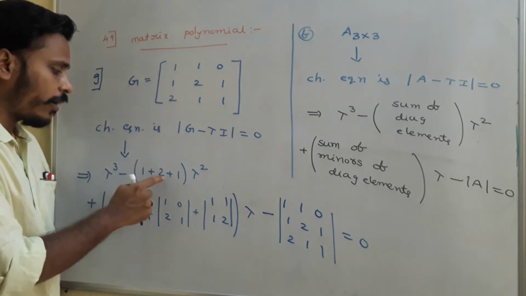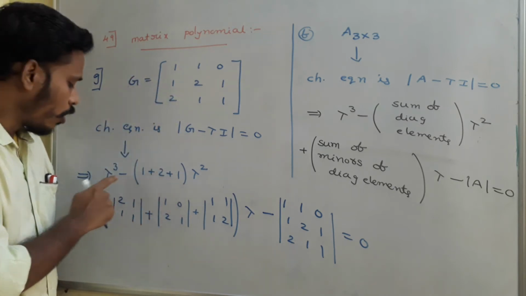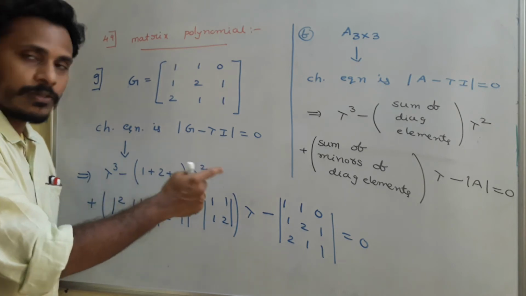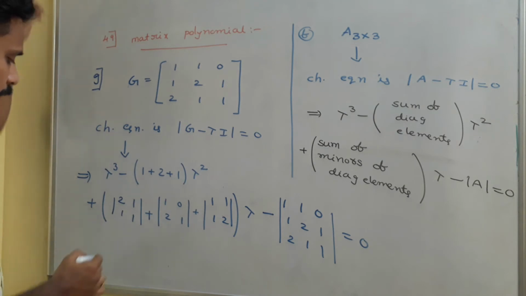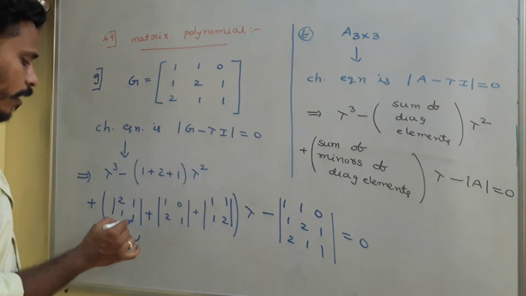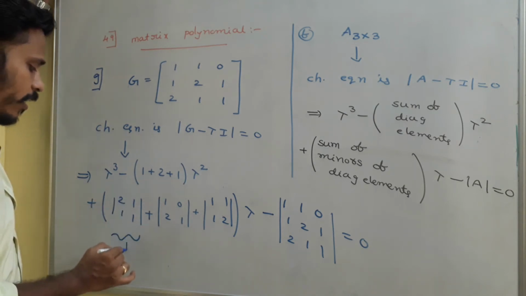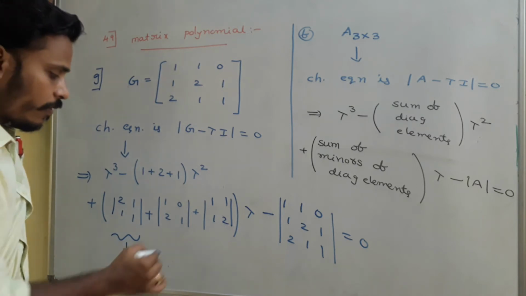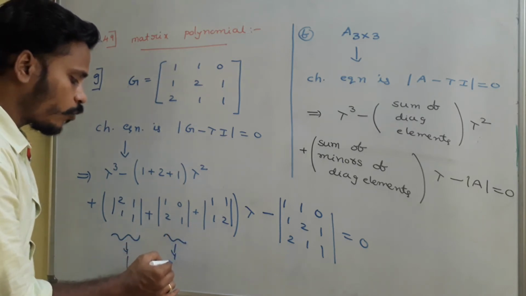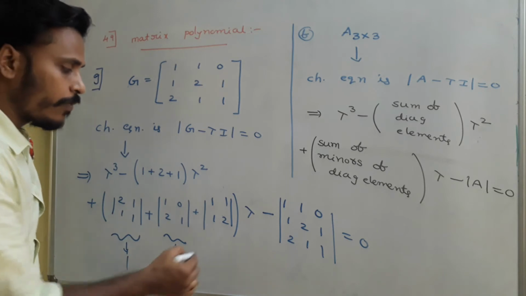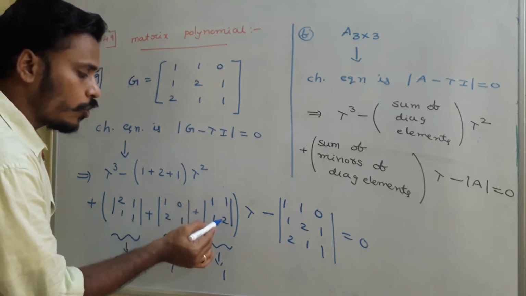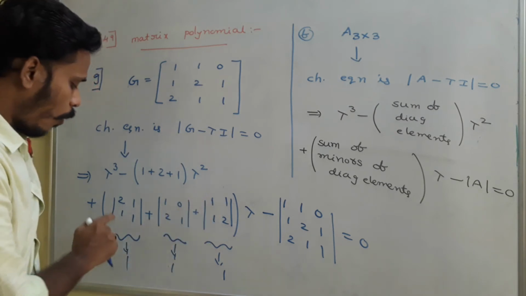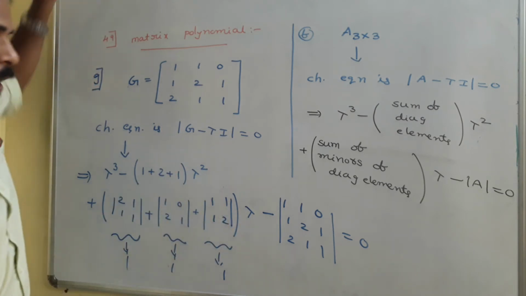Okay, if you simplify it, 1 plus 2 plus 1 is how much? 4. So lambda cube minus 4 lambda square, and then we need to calculate its minors. See what will be the minor. See this 2, 1, 1, 1. 1 into 2 is 2, 2 minus 1 is 1. This value is 1. Then when you think about this value, again it is 1 because 2 into 0 is 0, right? When you think about this value, again it is 1. Why? Because 1 into 2 is 2, 1 into 1 is 1. Okay, 1 plus 1 plus 1, which is 3 lambda.